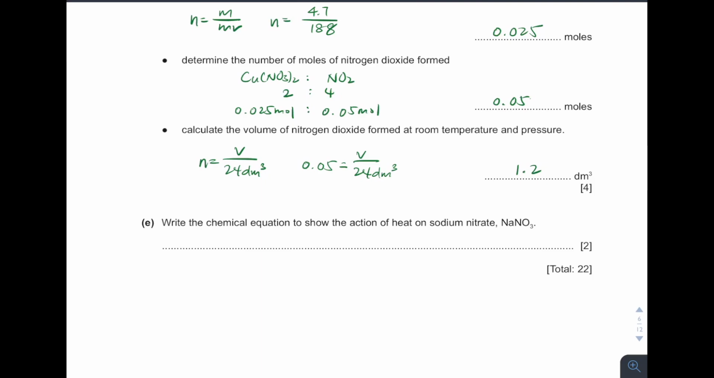Okay, next. Write the chemical equation to show the action of heat on sodium nitrate. This is thermal decomposition of sodium nitrate. Remember, group 1 nitrates, for example potassium and sodium, undergo thermal decomposition to form metal nitrite and oxygen. So it is NaNO2, sodium nitrite, and oxygen. Balance the equation, 2, 2. So this is how it looks like.